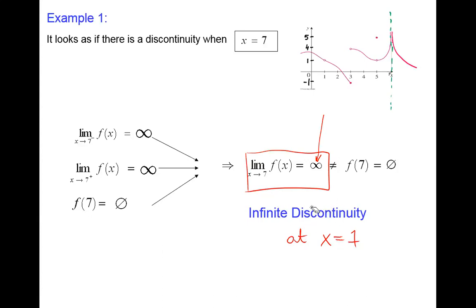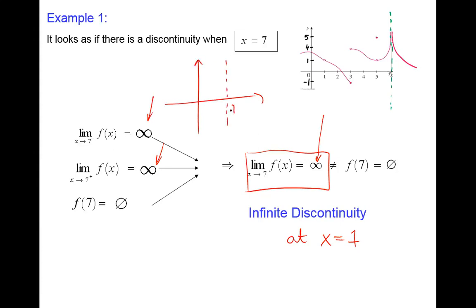That means it's still a discontinuity at the number, but it's infinite. Even if you're not seeing the graph, please remember, as soon as you see one of these infinities, even just one, we can always call it an infinite discontinuity. Because sometimes, for a piecewise-defined function, we may have infinity on one side, and on the other side we may have a point.